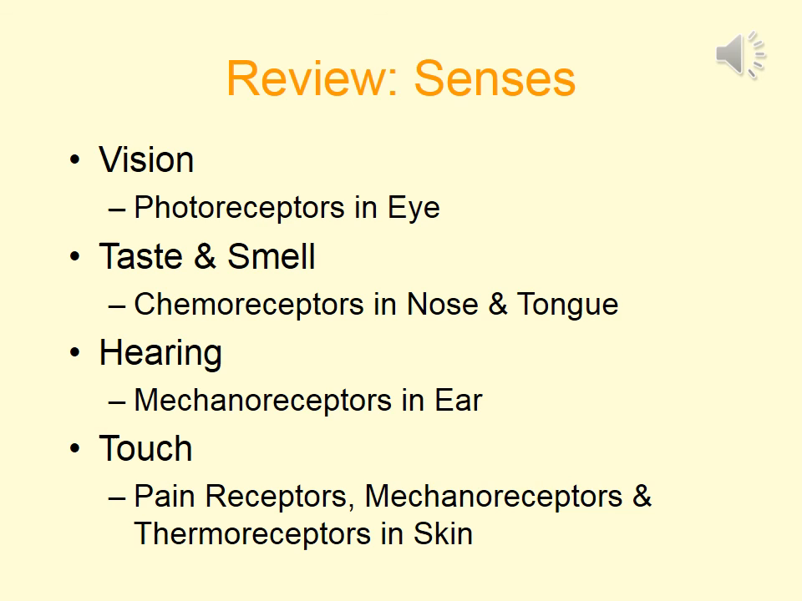And just to review, these are your five senses. There's vision, taste and smell, hearing, and touch. For vision, you've got photoreceptors in the eye. For taste and smell, you've got chemoreceptors in the nose and tongue. For hearing, you have mechanoreceptors in your ear, and for touch, you have pain receptors, mechanoreceptors, and thermoreceptors in your skin. Okay, so these are the five senses, and you have the different receptors all over them, inside of them, that help them do their job.